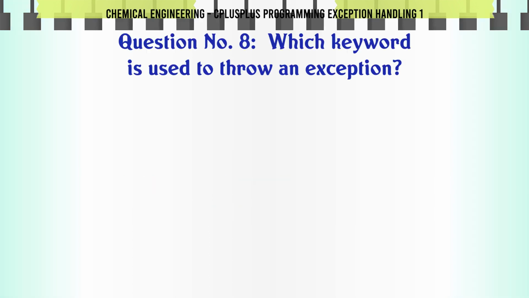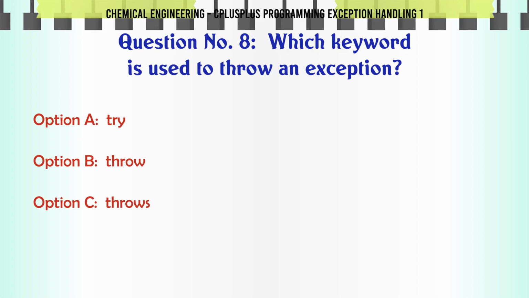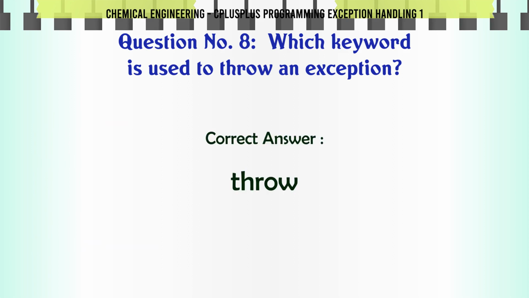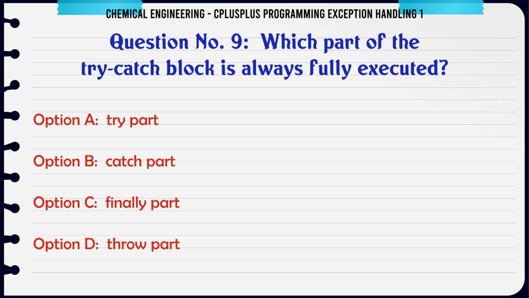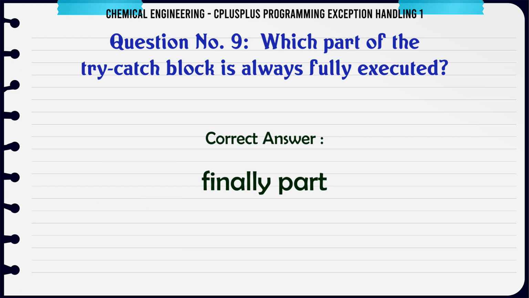Which keyword is used to throw an exception? A. Try. B. Throw. C. Throws. D. Except. The correct answer is throw. Which part of the try-catch block is always fully executed? A. Try part. B. Catch part. C. Finally part. D. Throw part. The correct answer is finally part.